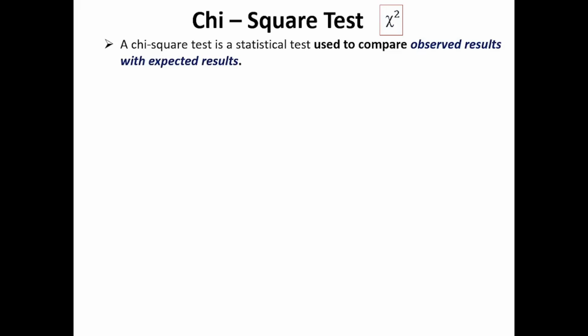The symbol of the chi-square test looks somewhat similar to x square. Chi-square test is a non-parametric test. Chi-square test is a statistical test, and this test is used to compare observed result with the expected result. This test is also known as non-parametric test.